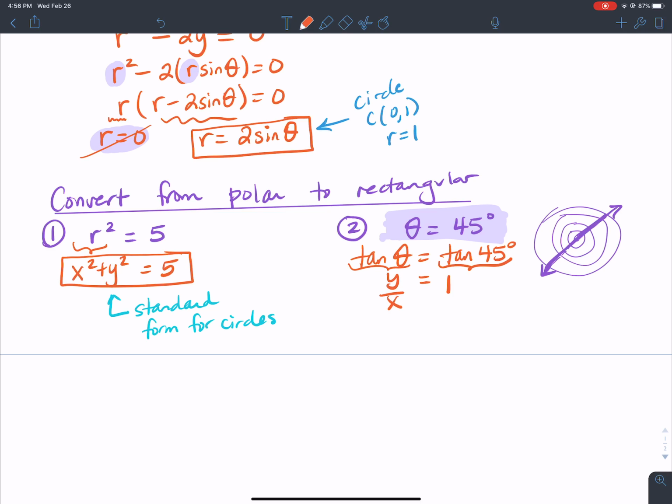You need to make this look like the equation of a line. To make this look like the equation of a line, you multiply the x over to this side. So the equation would be y equals x, which math students should know is a diagonal line that goes straight through the middle of everything. So this is standard form for a line. I almost wrote stand form. Standard form.